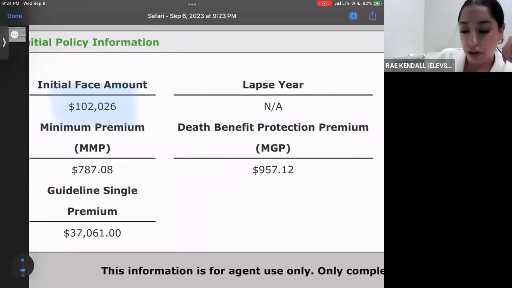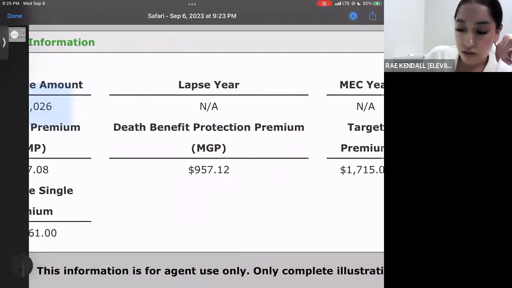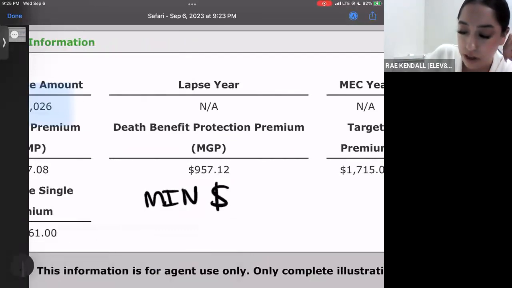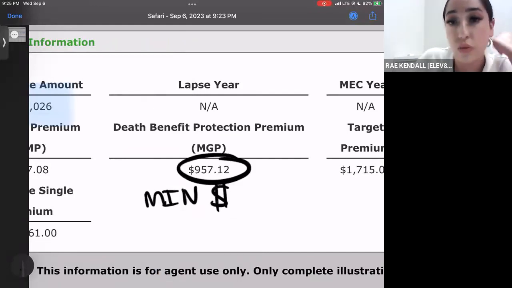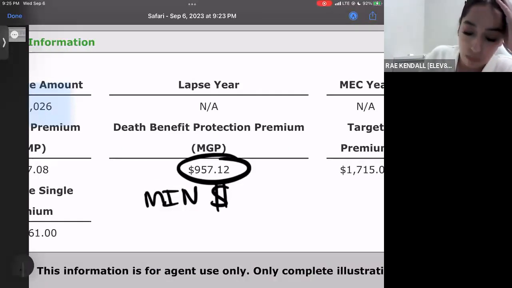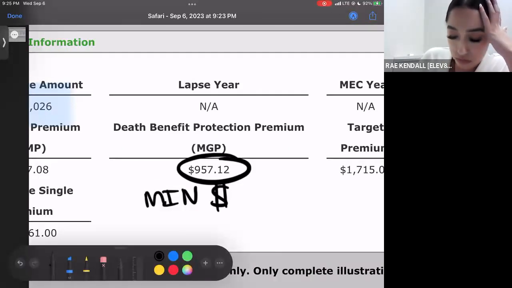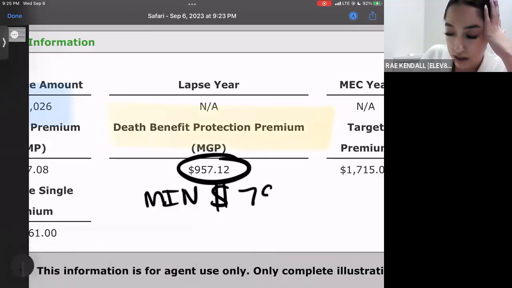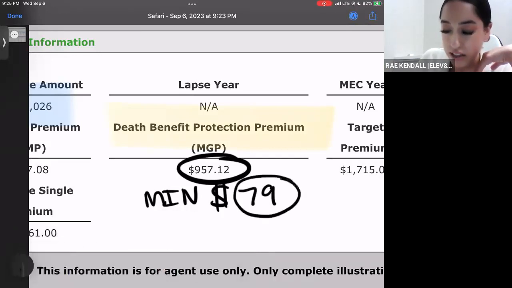So if you want to figure out their minimum, you go here. This is their minimum policy for the year. So we always have to do math and break it down to monthly if you're talking to a client in monthly numbers or annual numbers. It's really up to you. So can someone do 957 divided by 12 and shout out our minimum payment? $79.76. 79. Cool. So this death benefit protection, $79 is their minimum payment.